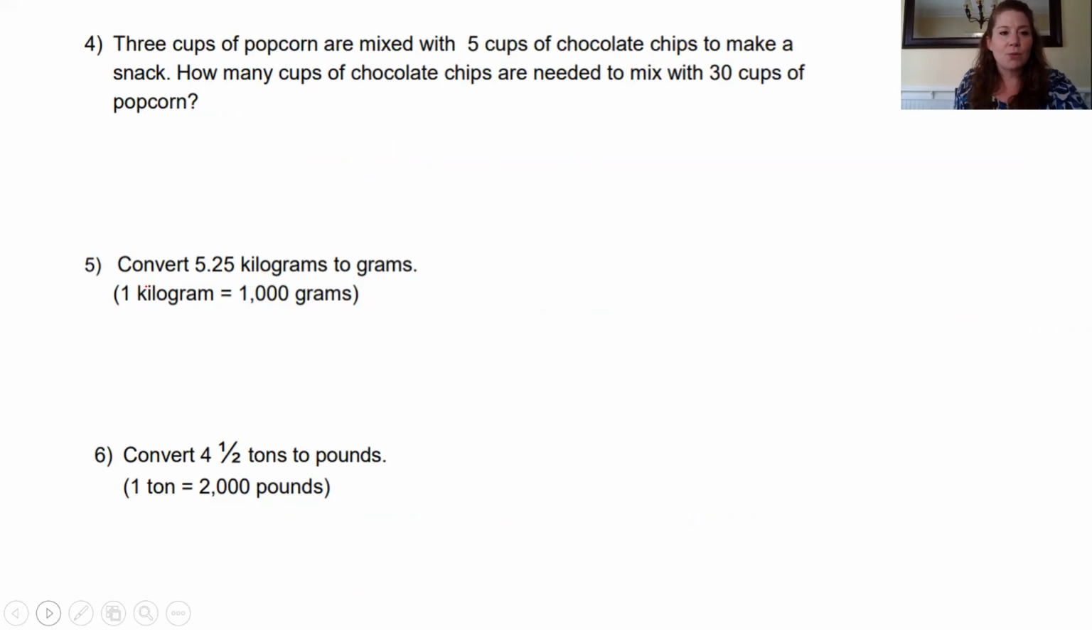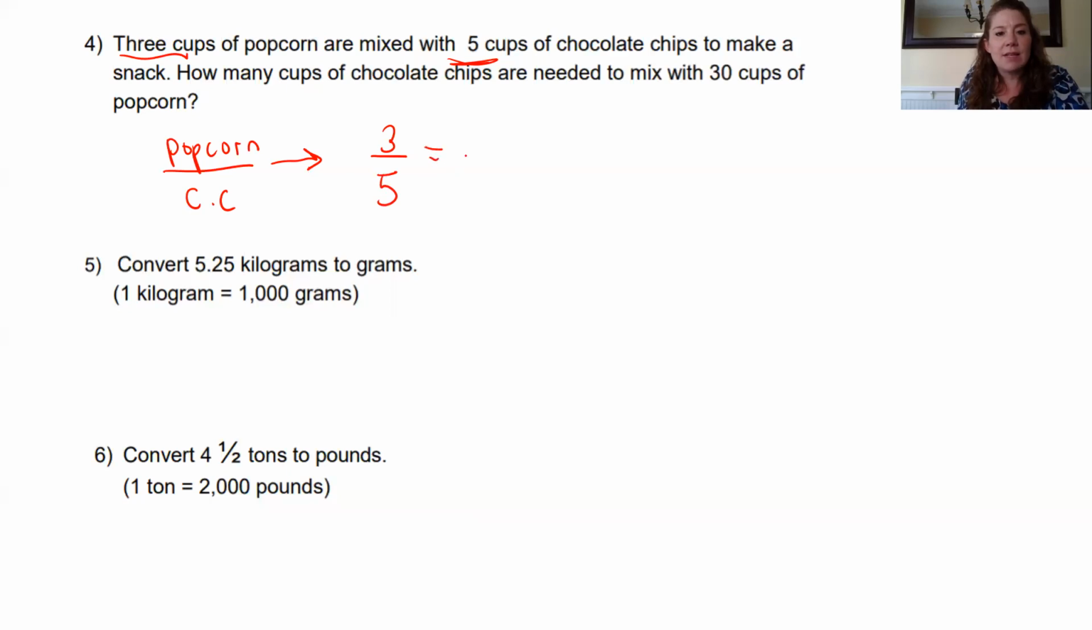All right, number 4, we are comparing popcorn to cups of chocolate chips. So we have to decide, do we want popcorn over chocolate chips or vice versa? It doesn't matter. So I'm going to go ahead and do popcorn over chocolate chips. I just have to be consistent. So 3 cups of popcorn for 5 cups of chocolate chips.